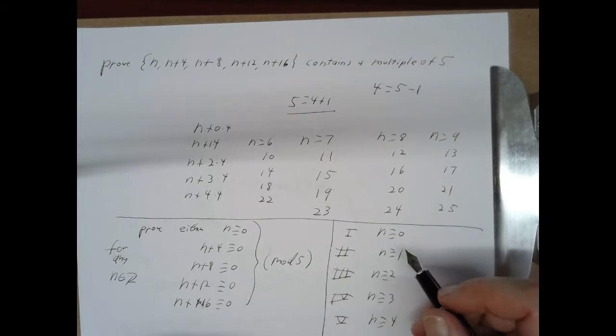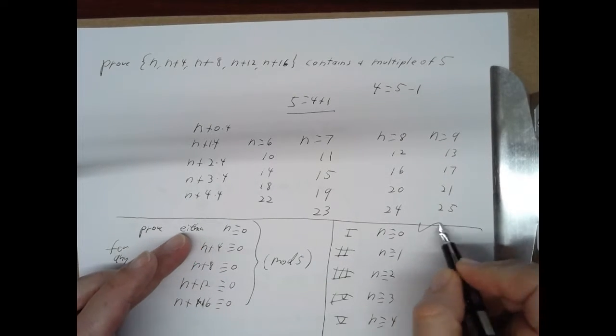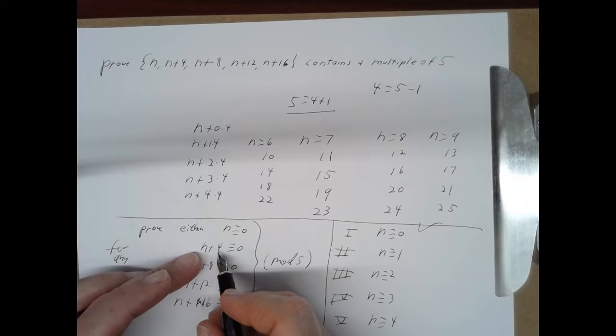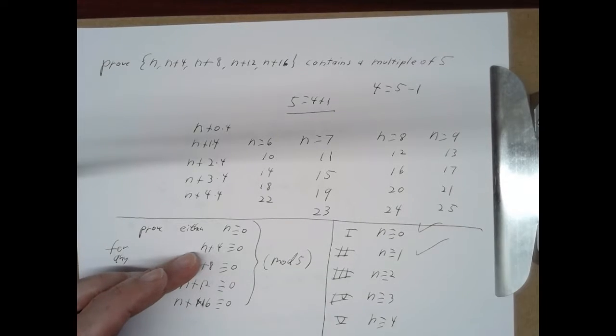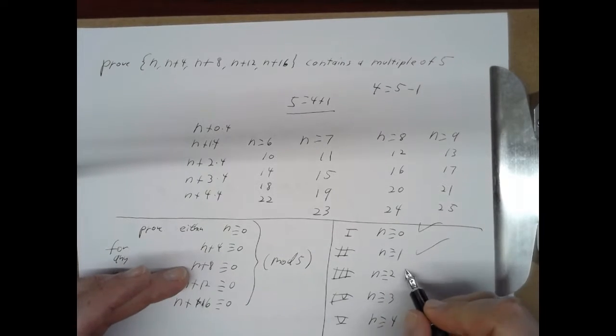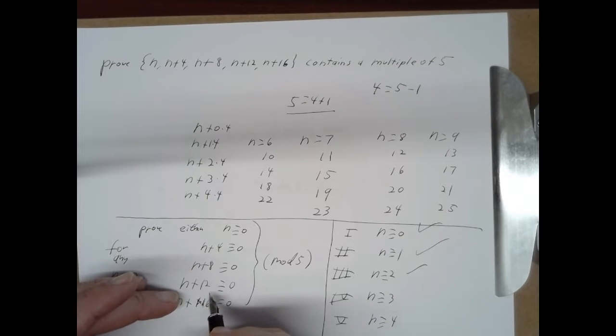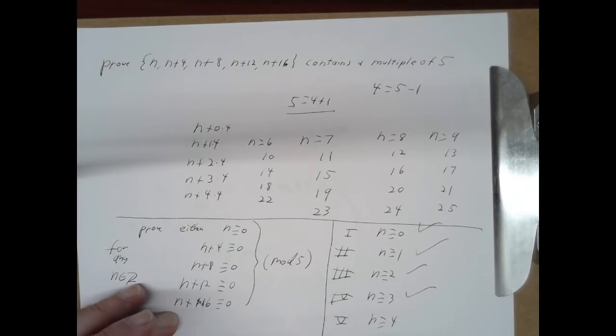Well, if n is congruent to 0, we're done because n is congruent to 0. If n is congruent to 1, n plus 4 is 5, which is congruent to 0. And so we're done, and so on. If n is congruent to 2, n plus 8 is 10, which is congruent to 0. If n is congruent to 3, n plus 12 is 15. And if n is congruent to 4, n plus 16 is 20, which is congruent to 0.